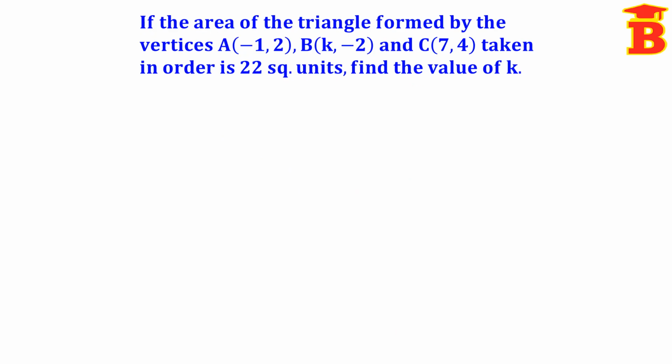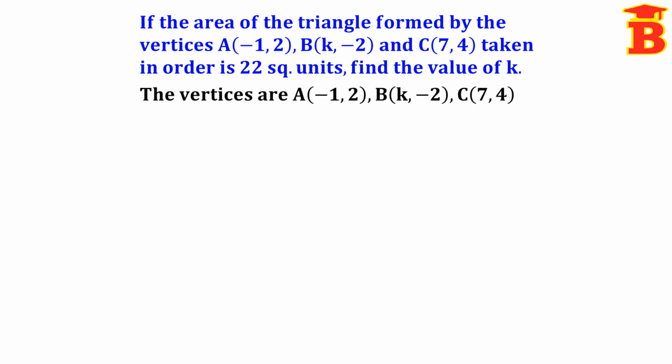Similarly, next problem also, the area of triangle is given. We have to find the constant value. So here the vertices are A, B, C. A (-1, 2), B (K, -2), C (7, 4). And also given area of triangle ABC equal to 22. We have to find the value of K.